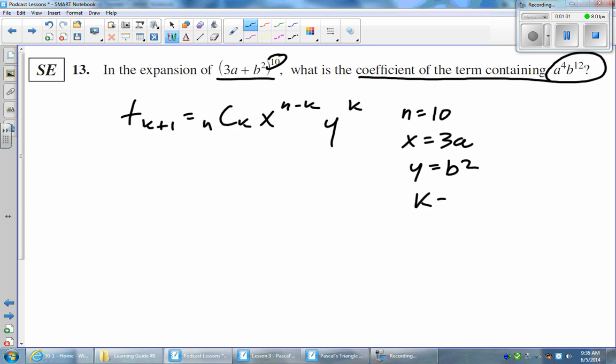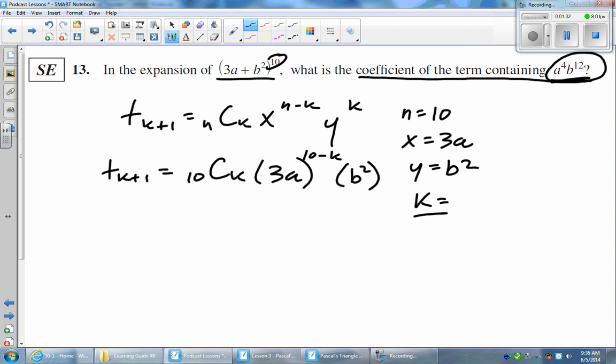And now for k, we don't know what term number we're trying to find here. We're just trying to find the coefficient of this term. So we don't know what k is, but let's plug things in and see, just by observation, what k could be. So we have t sub k plus 1 is equal to n choose k, which is 10 choose k. X is 3a, so notice I'm putting the brackets again, all to a power of 10 minus k. Y is b squared, and we're raising it to a power of k, which we don't know yet.